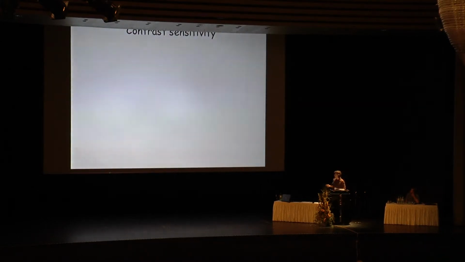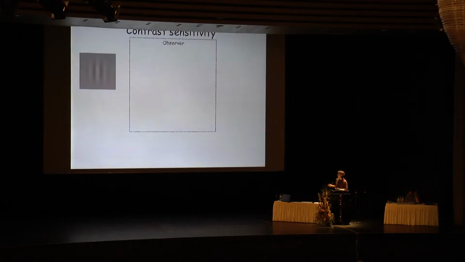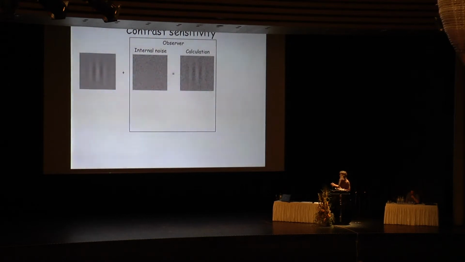Now, the first paradigm I'm going to talk about is contrast sensitivity. Here you have a Gabor, and you can measure the sensitivity to this Gabor. Now, the simplest form of the model observer, Danielle already talked a little bit about it. First, we know we have internal noise, and this internal noise actually adds to the stimulus. So we must do a calculation, so we have a signal that's embedded in noise, even though the stimulus itself is noiseless.